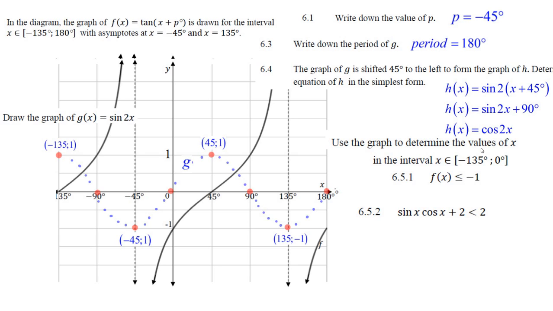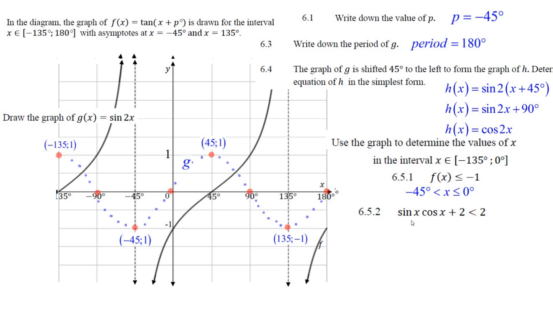Now use the graph to determine the values of x in the interval from minus 135 to 0, where f of x is less than negative 1, where the tangent graph gets less than negative 1. Well, it looks like it's just in between here. That's the only place this is getting negative, over on the left side, and that's the answer. Between 0 and 45 degrees, but not equal to 45 degrees.